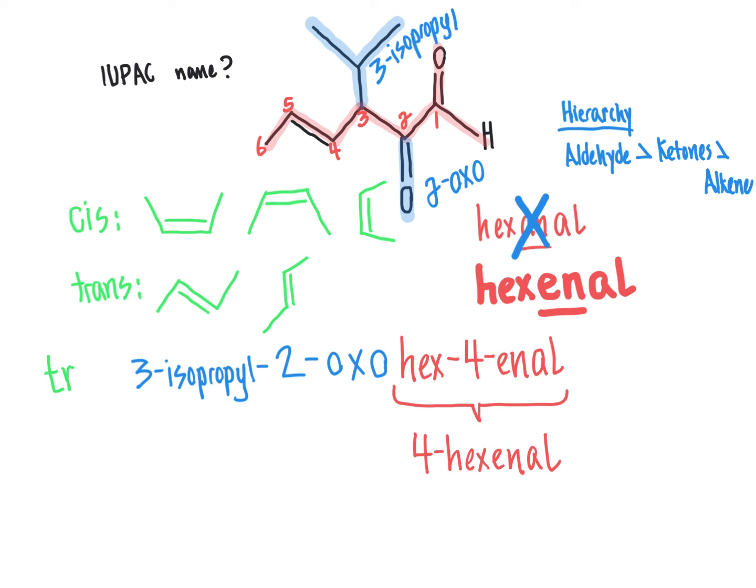So we would call this trans, and you put that stereochemistry designation at the very front end of the name. So we have trans-3-isopropyl-2-oxo-hex-4-enal. Or if you wanted to use the parent name 4-hexenal, that would work as well. So that's going to be our complete IUPAC name for this particular molecule.